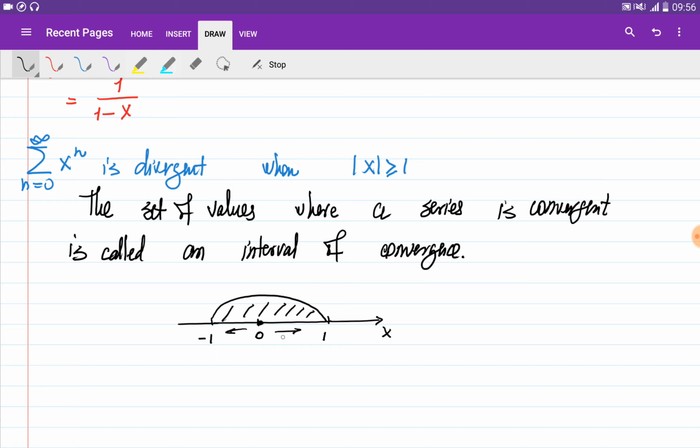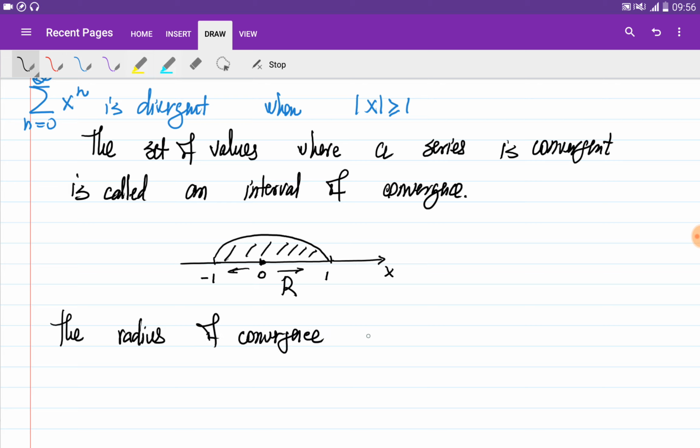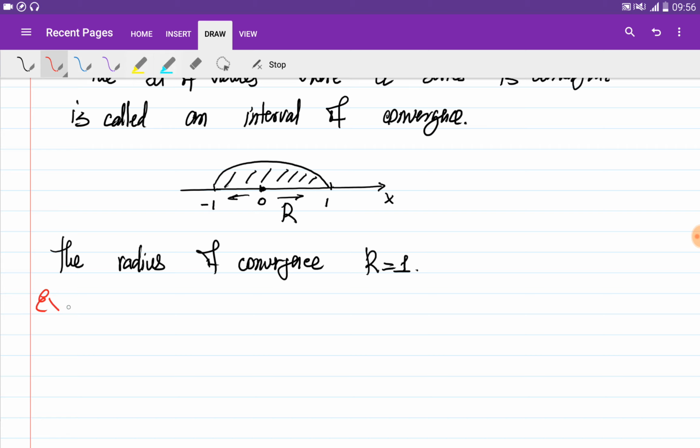So we can define this distance, until where you can go inside the interval, to be a radius. So basically, in our example, the radius of convergence is equal to 1. So the interval of convergence is between -1 and 1, and the radius of convergence is simply 1. So let's consider another example and define the interval of convergence and the radius of convergence.